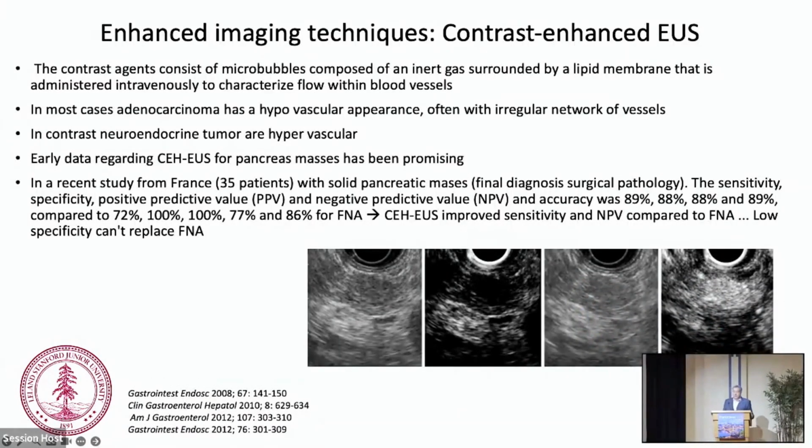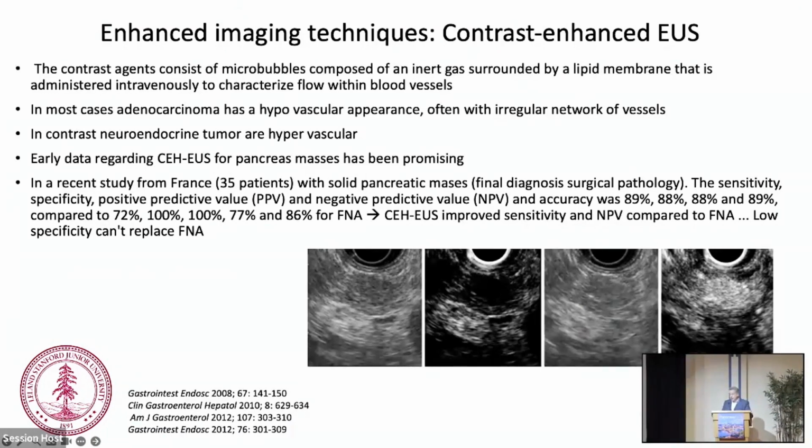A little bit about contrast enhanced ultrasound, and this consists of using microbubbles in an inert gas surrounded by a lipid membrane, and you give that IV. In most cases, this was developed on adult studies, mostly seeing if you could differentiate adenocarcinoma because it has a hypovascular appearance and irregular network of vessels. In contrast, things like neuroendocrine tumor, or for us, autoimmune pancreatitis or a lymphoma, have a very high vascular appearance. So there's some early data that suggest that it's been promising.